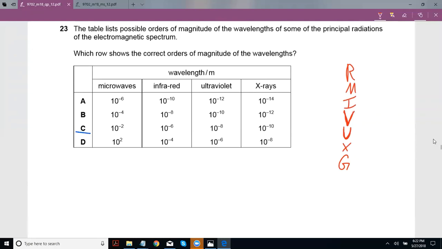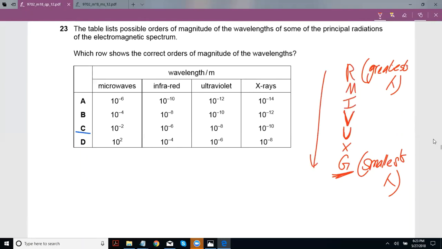But okay, even if you don't remember anything, let's try to approach this question. You would know that this has the highest frequency, which means the smallest wavelength, and this has the greatest wavelength, and that is the pattern. So if you look at this, ultraviolet should be smaller than infrared, because here lambda is decreasing. So infrared should be greater than ultraviolet, which is in fact true for all.